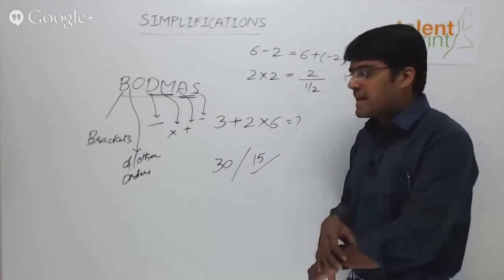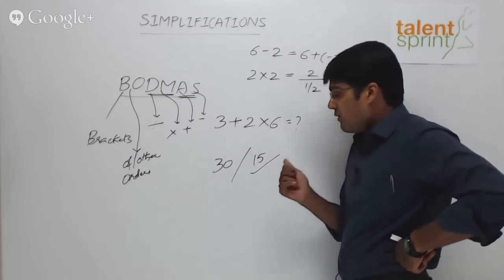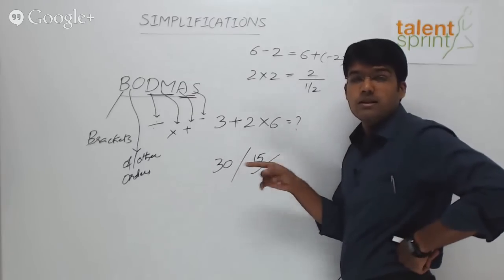Now let's take the same example. I said that 15 is the correct answer: 3 plus 2 into 6 equals 15. Why is 15 correct? Why not 30? Why can't it be 30? Why is 30 wrong here?